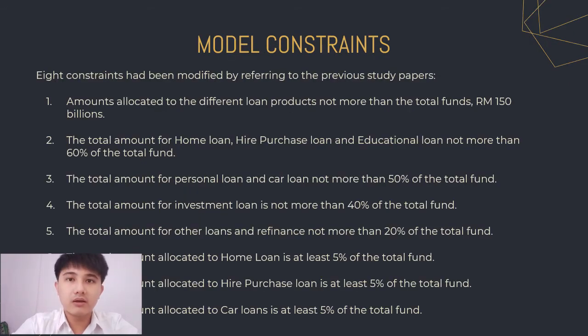Besides that, there are 8 constraints that we have modified by referring to the previous study, which is that amounts allocated to the different loan products are not more than the total funds, which is 150 billion ringgit. Then we also make constraints for each of the loans, such as the total amount for home loan, hire purchase loan, and educational loan not more than 60% of the total fund. The total amount of personal loan and car loan not more than 50% of the total fund. The total amount for investment loan is not more than 40% of the total fund, and so on.